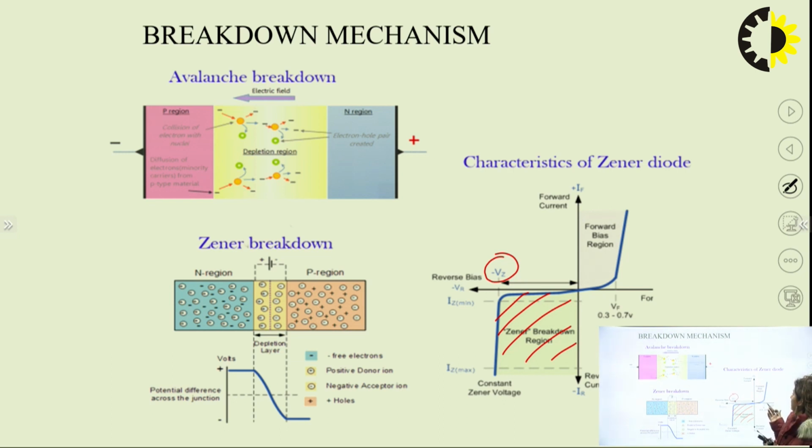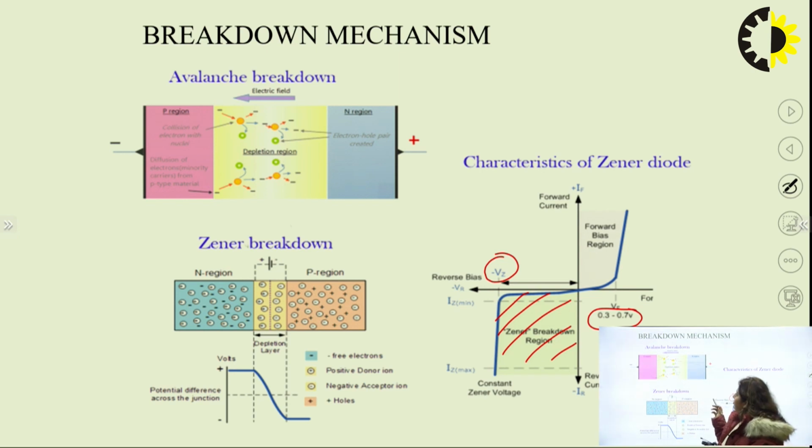In a similar way to the PN junction, we have a forward bias region. When you provide forward biasing, it works in the same way as a PN junction, that is, when voltage increases, there will be a change in the current. After a knee voltage, or a particular threshold voltage of around 0.3 to 0.7 volts, there will be a sharp increase in the current.